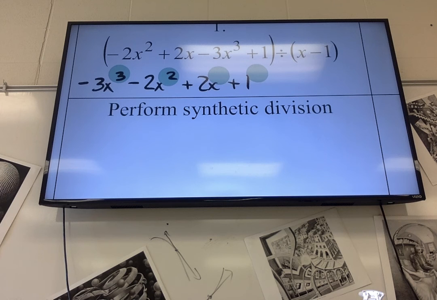And then we're dividing by x minus 1. So that's the factor. The actual 0 is when x minus 1 equals 0. We'd solve that. x equals 1 is technically what we're dividing by. So that goes in the little box.